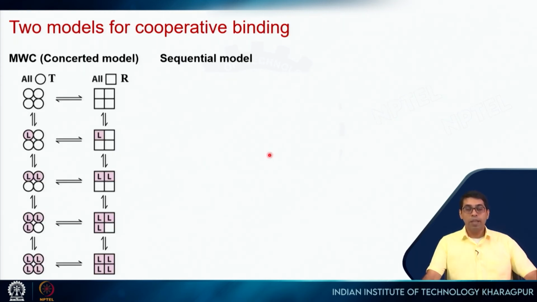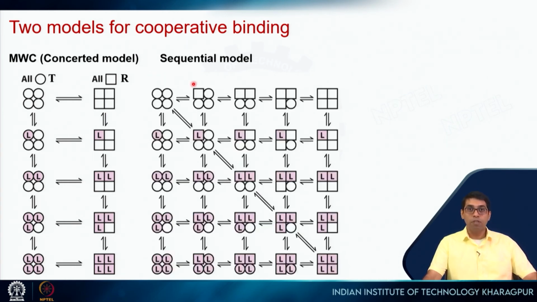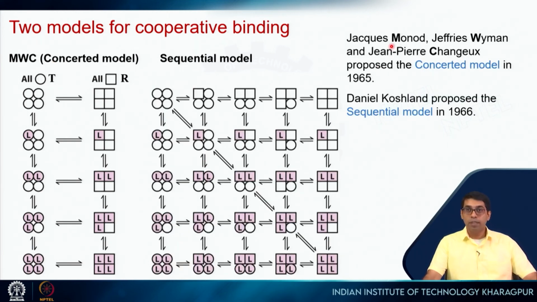So how do we explain that? There are two models that were proposed in the 1960s, right? So one is called the concerted model, and the other one is called the sequential model. And these were proposed by two groups of scientists. So the concerted model was proposed by Jacques Monod, Jeffries Wyman, and Jean-Pierre Changeux in 1965. Next year, Daniel Koshland and his co-workers proposed the sequential model. Right? So let's look at this.